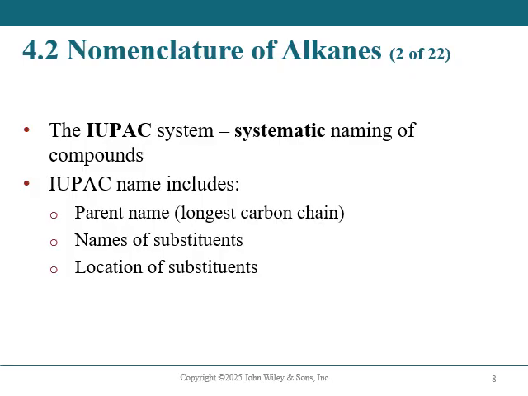The IUPAC system is a way to systematically name different compounds. It includes what we call the parent name. That is, when you have a rather large molecule, the parent chain, that's going to be the longest chain that contains carbon atoms, the name of all of the substituents as you move through the molecule, and the location of these substituents throughout the molecule.